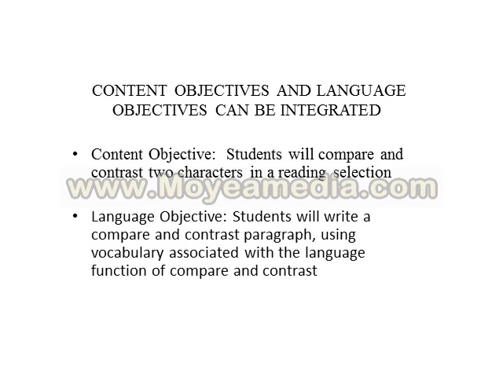Content objectives and language objectives can be and are often integrated. Here's an example of a content objective. This content objective reads, "Students will compare and contrast 2 characters in a reading selection." A follow-up on that is this language objective. The language objective says, "Students will write a compare and contrast paragraph using vocabulary associated with the language function of compare and contrast."